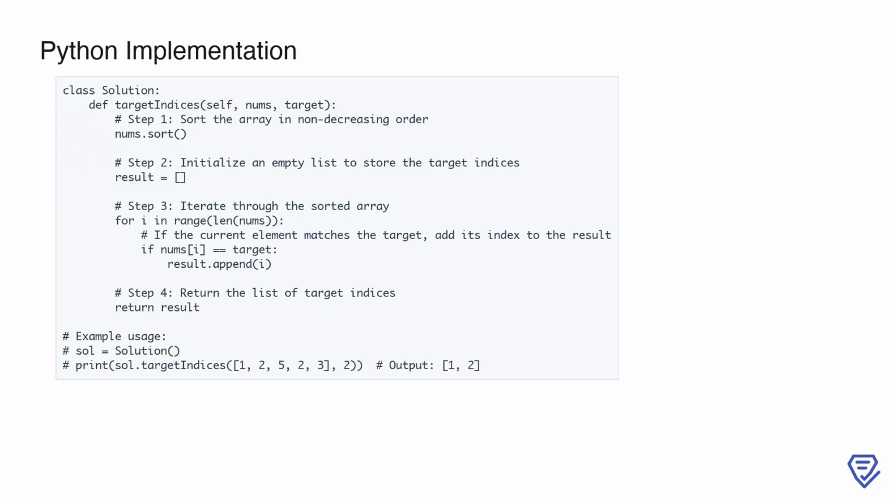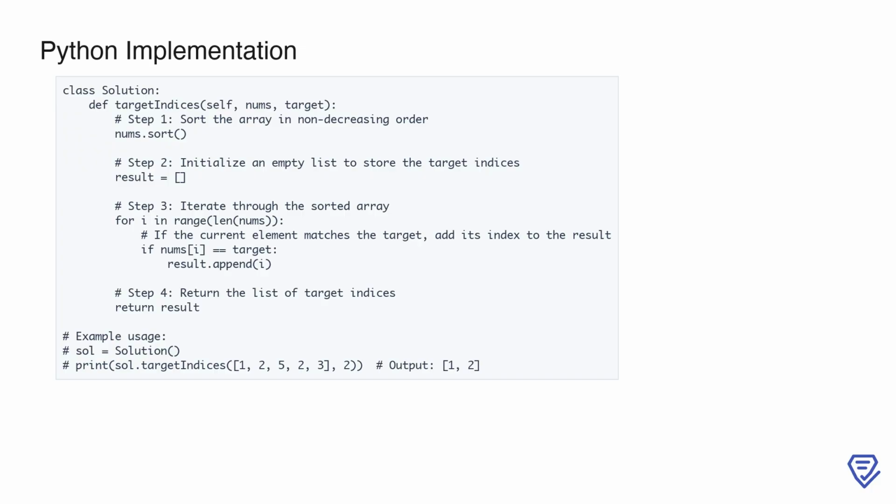Step-by-step explanation. 1. Sorting the input array. The first step is to sort the array nums in non-decreasing order. This ensures that all elements are arranged in ascending order, as required by the problem. Python: nums.sort(). Sorting is handled using Python's built-in sort method, which operates in n log n time complexity. Sorting is necessary because the problem requires indices of the target value in the sorted array.